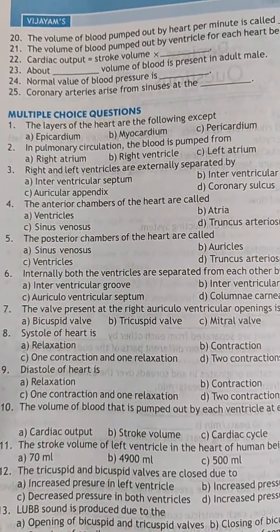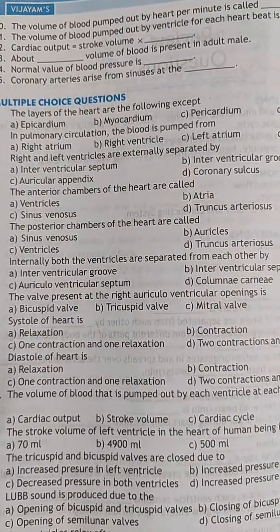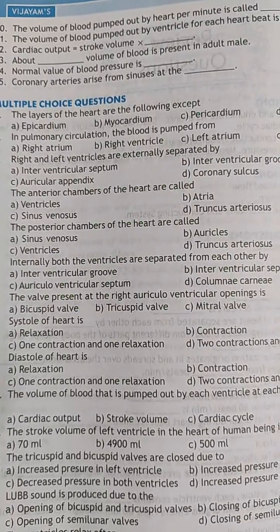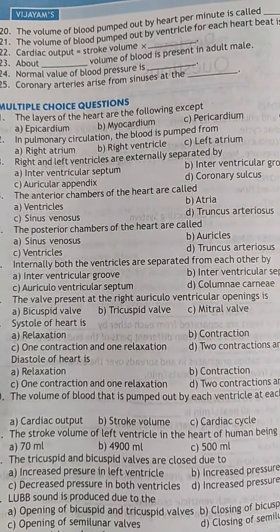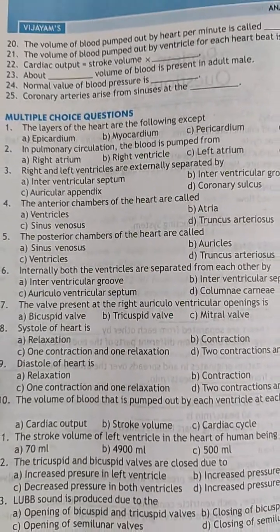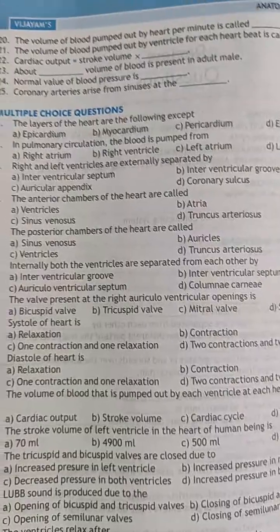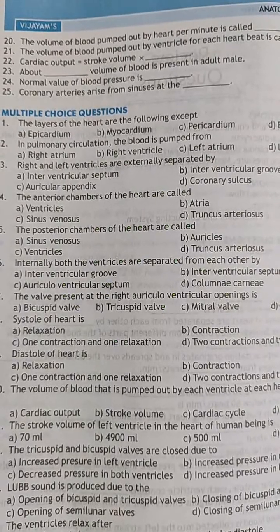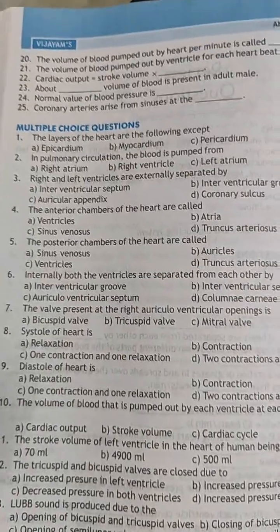The layers of the heart are the following except: option A, epicardium; option B, pericardium; option C, myocardium; and option D, endocardium.